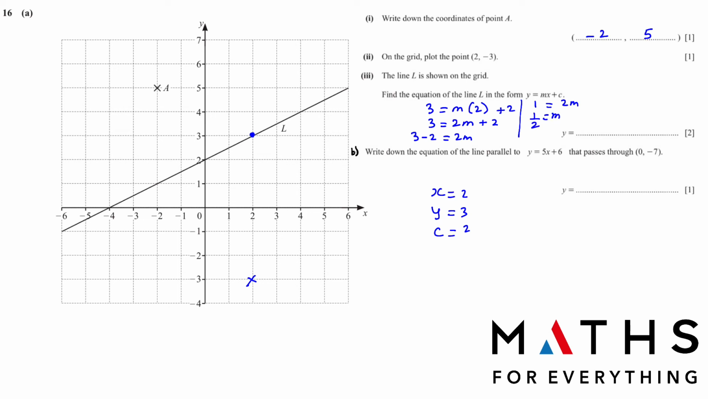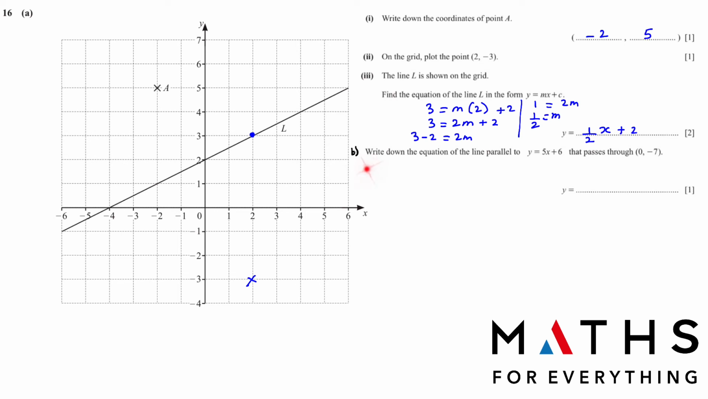There are many ways to solve this question. Whichever way you find easy, you're welcome to do that. So y equals half x plus c. So m is half x and c we already know is plus 2.